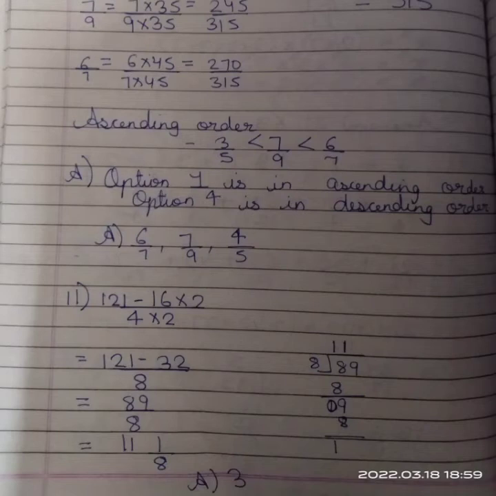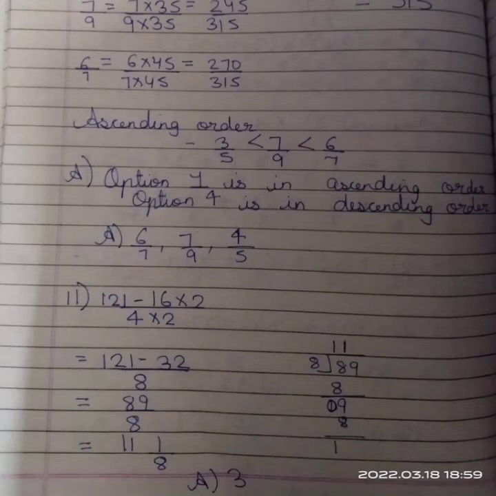Now, of course, first by the BODMAS rule, we will find the multiplication. So 16 into 2 is 32. So 121 minus 32 divided by 4 into 2. 121 minus 32 is 89, 89 by 8. Now here we don't have the answer, so we will convert into a mixed fraction, 89 by 8. So divide 89 by 8. Quotient will be 11, remainder is 1.